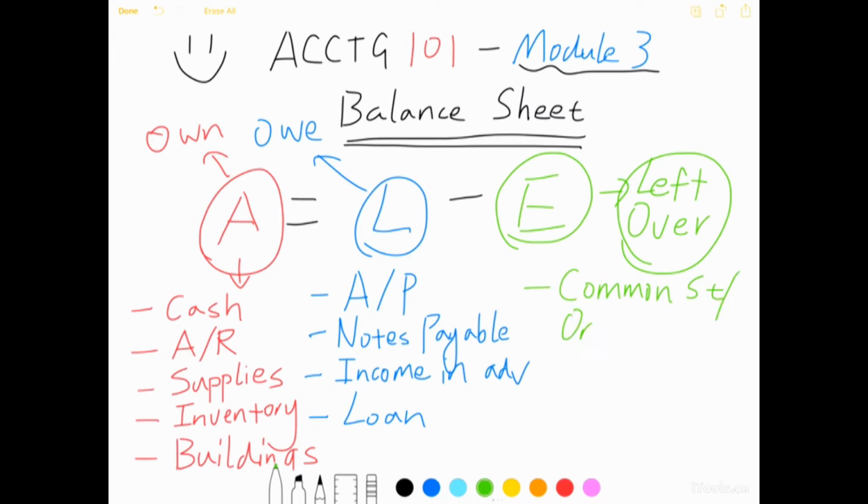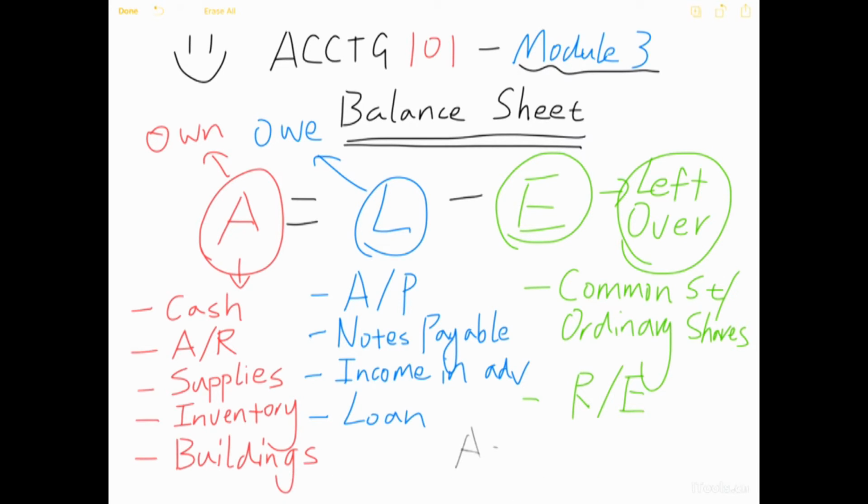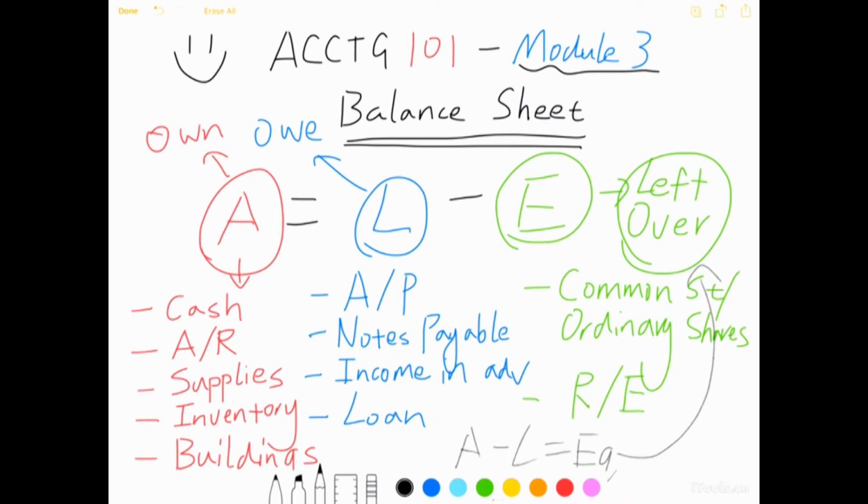In equity, you have common shares or ordinary shares, and then also retained earnings. Those are the profits that haven't been distributed to your shareholders, and you decide to use them for future expansion of the business, right? Sometimes you might also see the equation assets minus liabilities equals equity instead of assets equals liabilities plus equity. What that really means is that equity is what is left over.